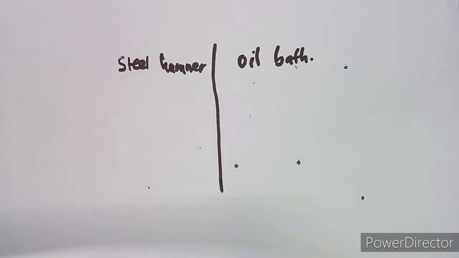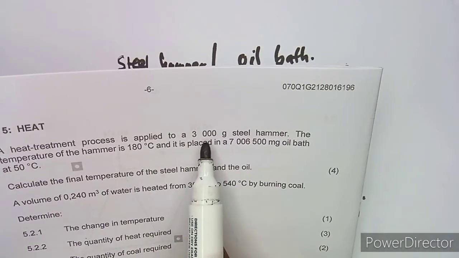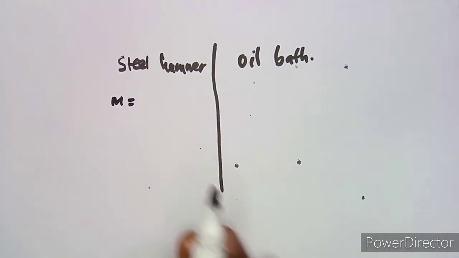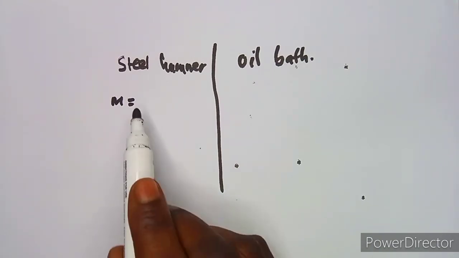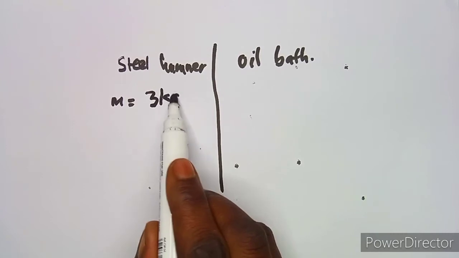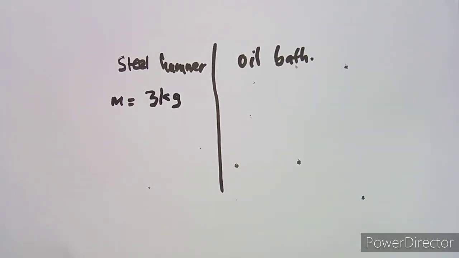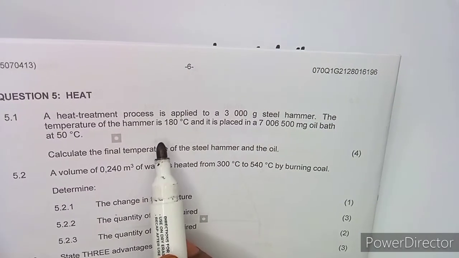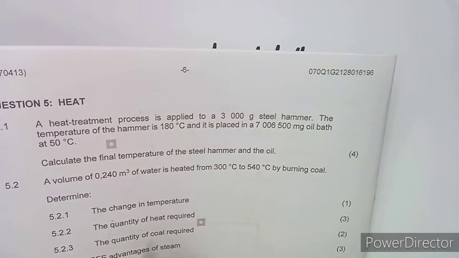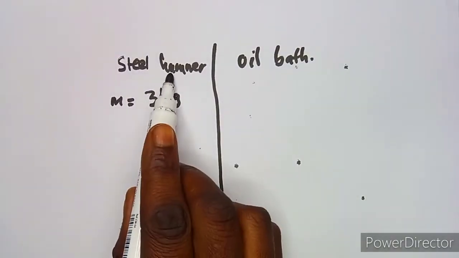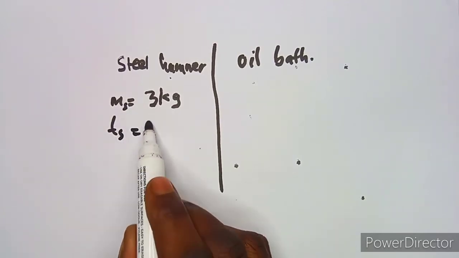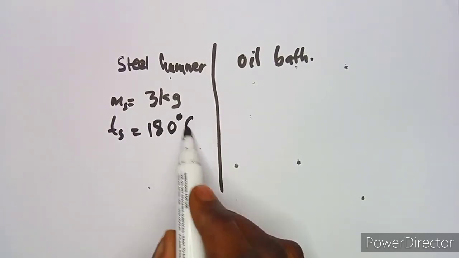So for the steel hammer, we are given the mass, which is 3000 grams, and we know that the mass should be in kgs. So 3000 grams, remember, to kgs, you divide by 1000, which is going to give us 3 kgs. And we are given the initial temperature of the hammer, which is 180 degrees Celsius. So this is the mass of steel, temperature of steel, again 180 degrees Celsius.